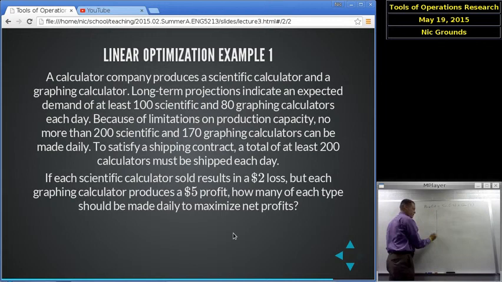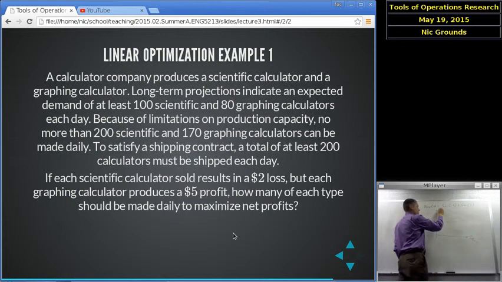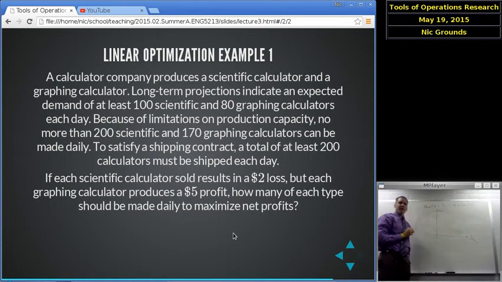Okay? So we're going to have a space represented by how many scientific calculators and how many graph calculators we can make. Okay. But we have constraints. Right? One of our constraints says that the number of scientific calculators we make, right, must be greater than or equal to 100. Okay. Another constraint says the number of graphing calculators we make must be greater than or equal to 80. That is, those are the base amounts we're going to sell. Okay.